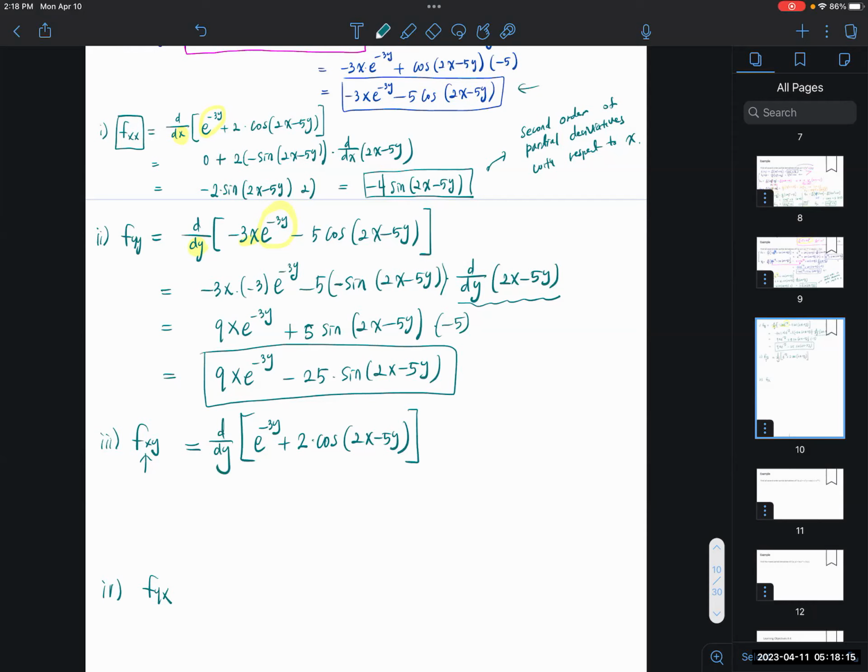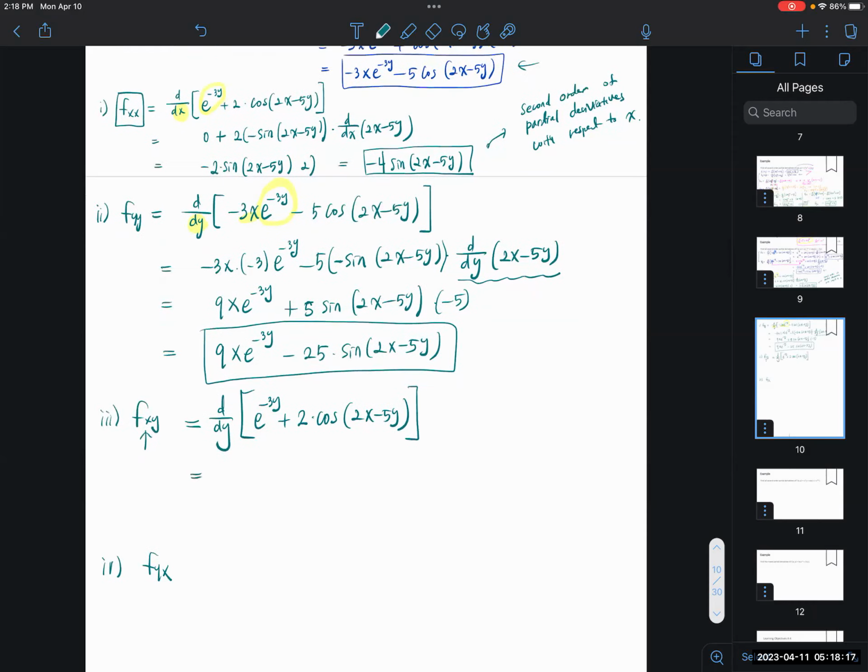Good. So what's happening? This is the y variable. I see the same y variable. So we just take the negative 3 e to the negative 3y. Okay. And then what happened? Cosine will be what? Negative. So we have a 2. I have a negative sign. 2x minus 5y inside d/dy, 2x minus 5y.